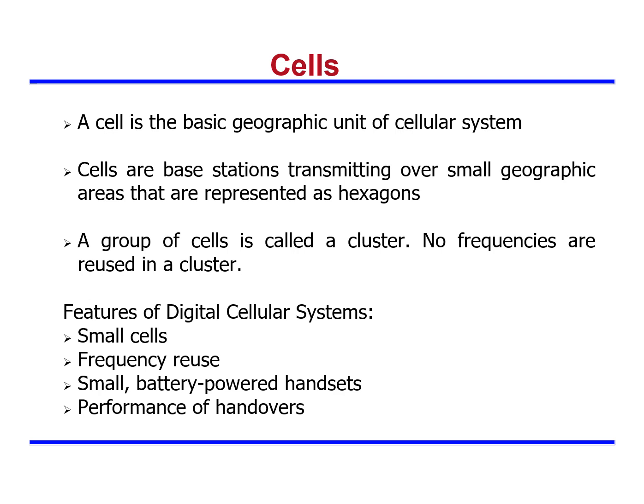A cell is the basic geographic unit of a cellular system. They are the base stations transmitting over small geographic areas that are represented as hexagons. A group of cells is called a cluster. No frequencies are reused in a cluster. Digital cellular systems have the following features: cells are small, frequencies can be reused, small battery-powered handsets are used, handovers are important, and performance is evaluated.